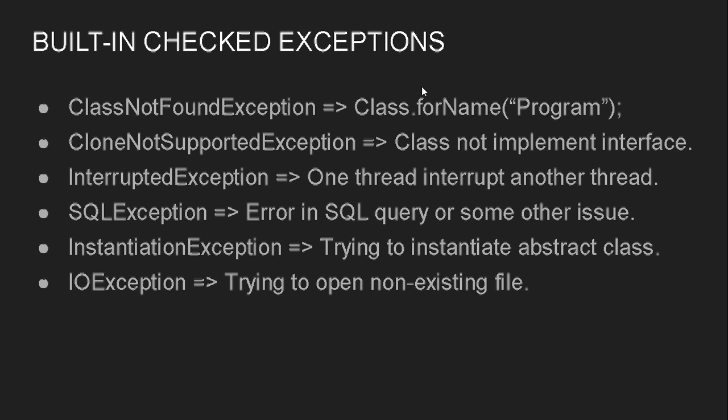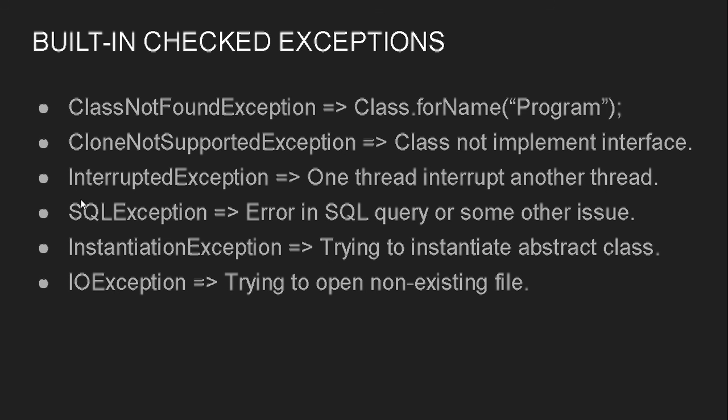All right, then clone not supported exception. This thing I showed you earlier itself. Whenever a class is not implementing the Cloneable interface, there is an interface named Cloneable in Java, and if your class is not implementing that interface but is trying to override the clone method of the Object class, then it is going to throw this particular exception, clone not supported exception.